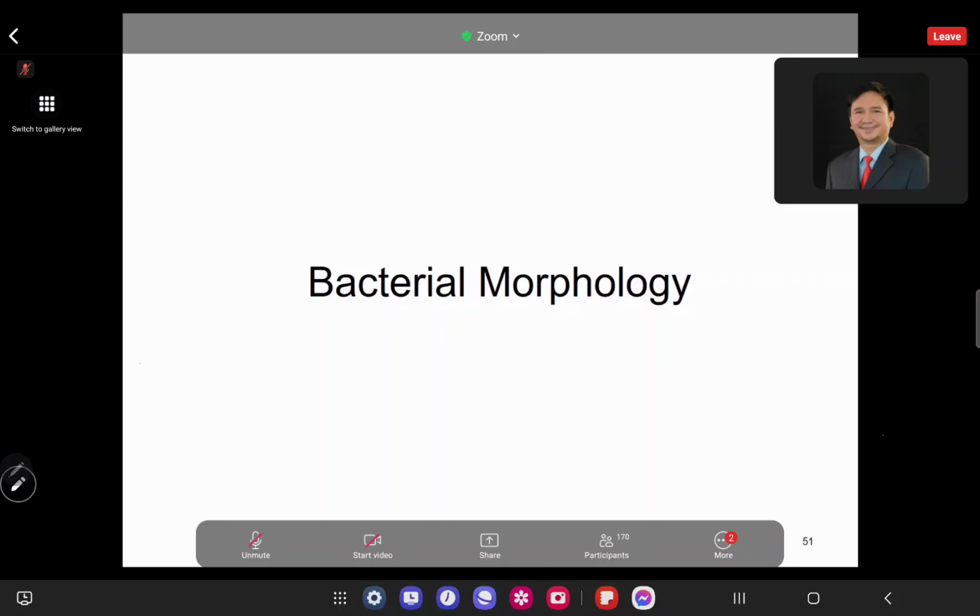What is bacterial morphology? This pertains to the shape and the arrangement of bacterial cells, and they are helpful for identification and classification. There are three primary shapes of bacteria. If it's spherical or oval shaped, we call them cocci. How about rod-shaped bacteria? Bacilli. Spiral-shaped bacteria.